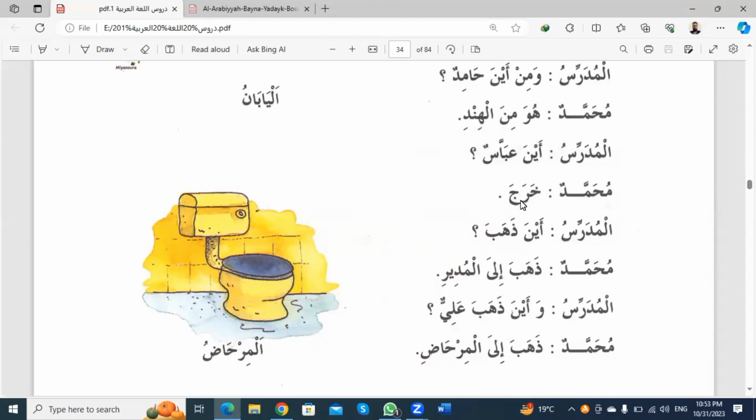So this is kharaja. This is actually a past tense. Inshallah, I will teach you in the upcoming classes. So kharaja means it is past tense, just like he got out, he went, he came. This is kharaja, he got out. And this is aina zahaba. Zahaba means went. So where did he go?